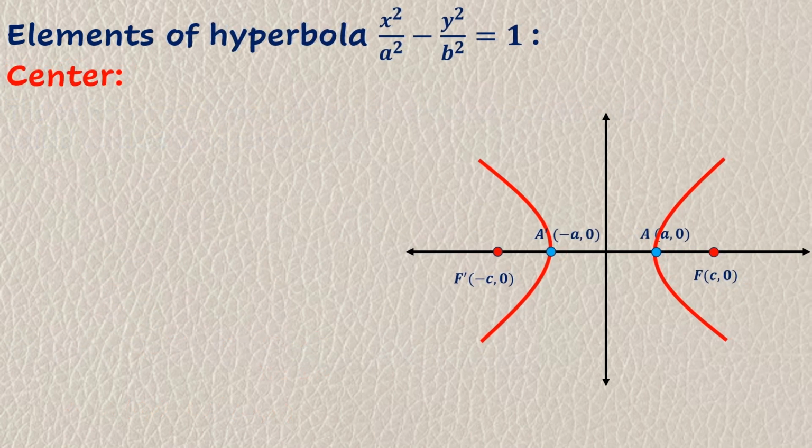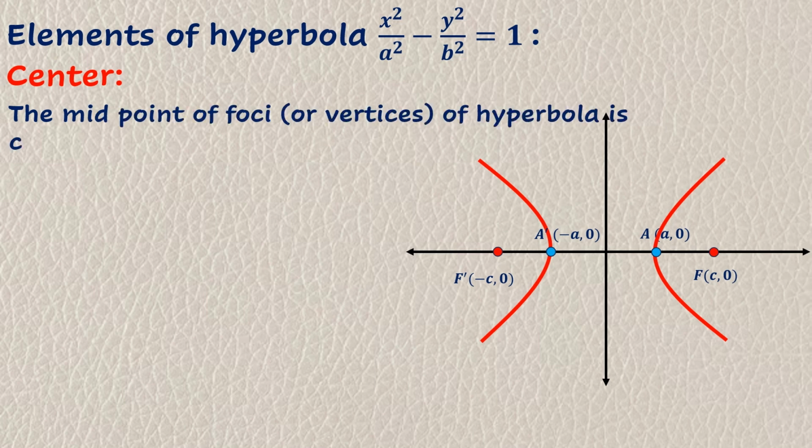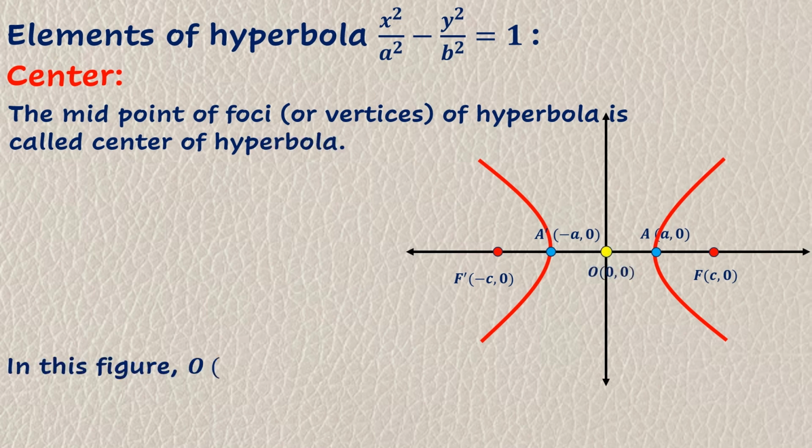Center of hyperbola. The center of hyperbola is the midpoint of foci or midpoint of vertices of hyperbola. And in this figure, O(0, 0) is the center of hyperbola.